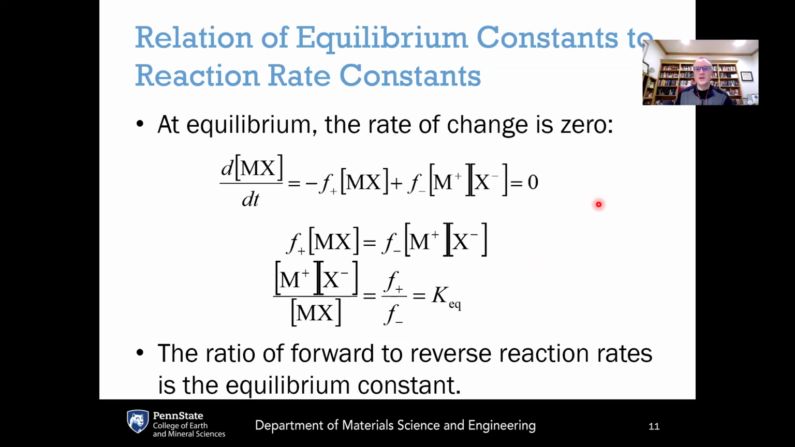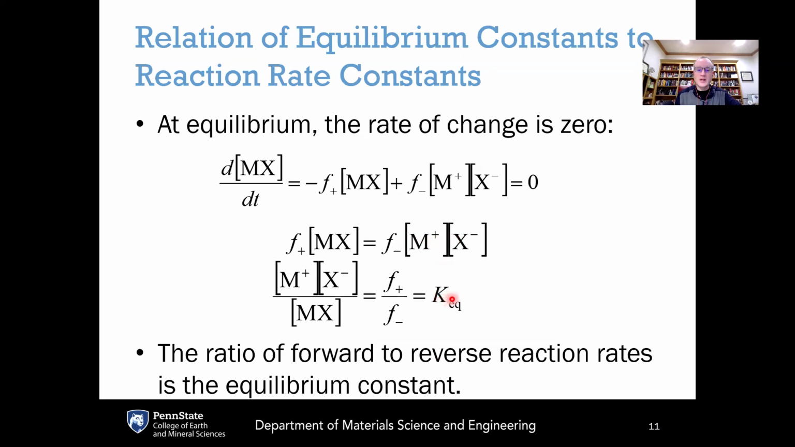How do we get the equilibrium constant from this? At equilibrium, what we know is that the rate of change is 0. So to get the equilibrium constant, we take this differential equation and we set it equal to 0. And when we set this equal to 0, we can take one of these terms here and move it over to the other side of the equation. And what we see is that we have a balance of the rates here. So it's the F plus times the concentration of MX is equal to the F minus times the product of the concentrations of M plus and X minus.